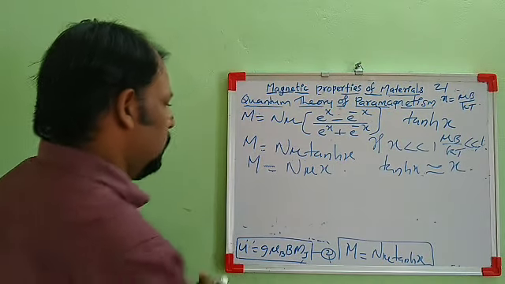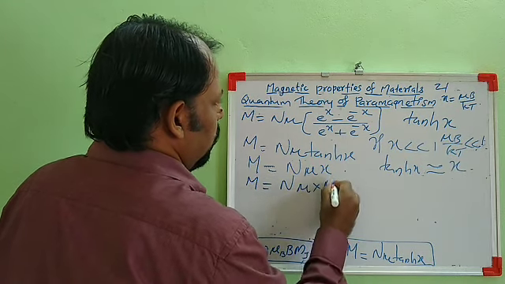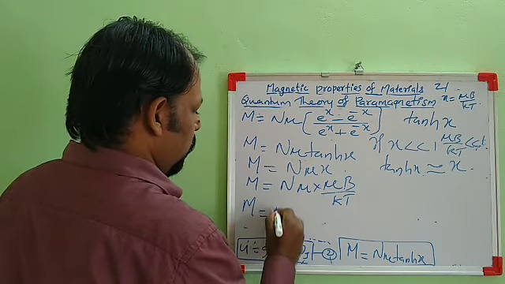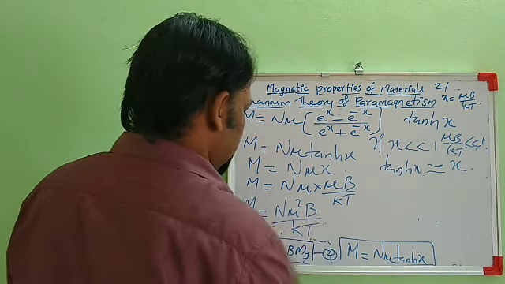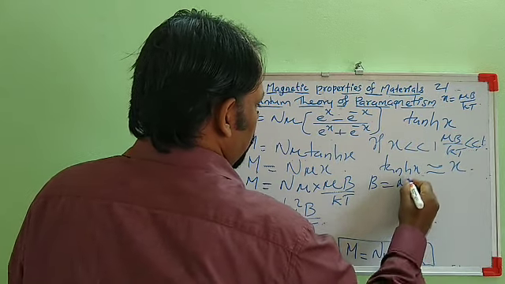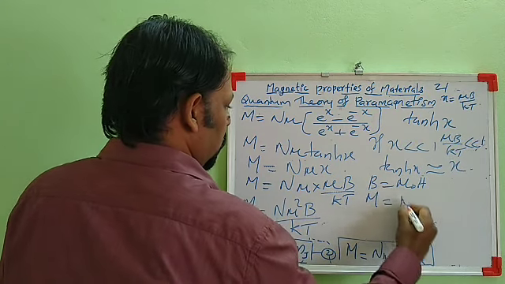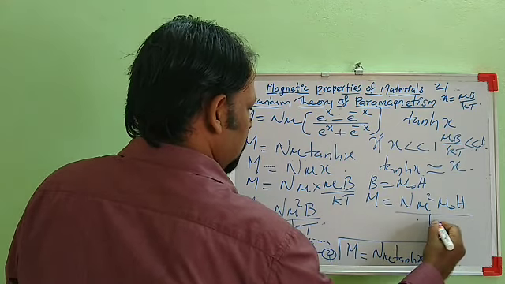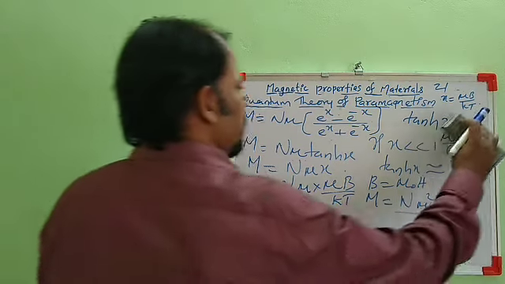Substituting that value here, we get M equal to N mu into mu B by kT, or we will be getting M equal to N mu square B by kT. B we can write as mu 0 H. So this equation becomes M equal to N mu square mu 0 H by kT. Now we can calculate the susceptibility.